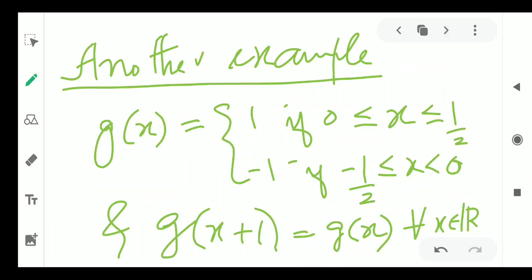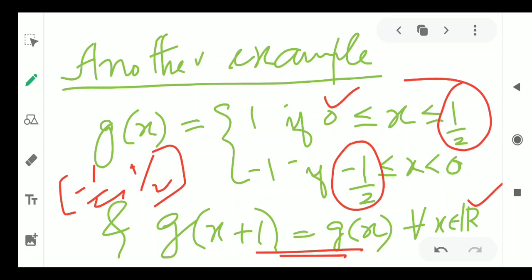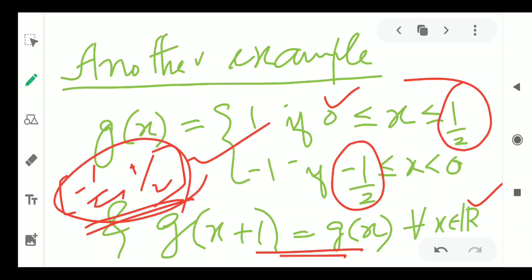Okay. Now another example. Here also it is defined from -1/2 to 1/2. That's how it is done. So the interval -1/2 to 1/2 is our fundamental periodic interval. Then the entire real line is covered by this. What is the length of this interval? It is 1. 1/2 minus (-1/2), this is 1. So in this interval, it is defined like this, and it is defined throughout the real line using this equation g(x+1) is equal to g(x).